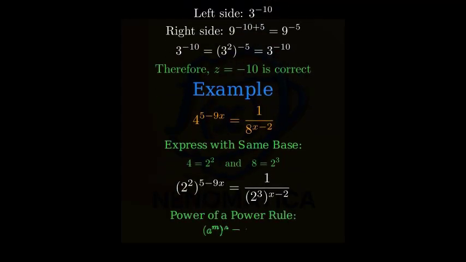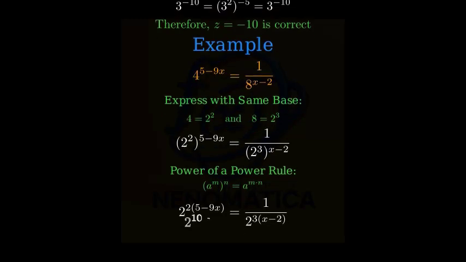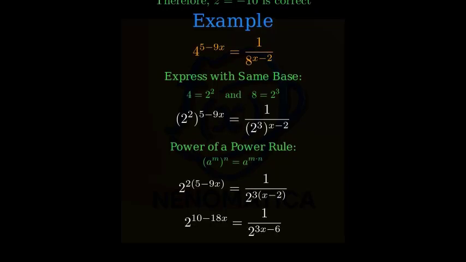Next, we'll apply the power of a power rule to simplify the exponents. This gives us 2 raised to the power 2 times 5 minus 9x equals 1 divided by 2 raised to the power 3 times x minus 2. Let's multiply the exponents. On the left, we get 2 raised to the power 10 minus 18x. On the right, we get 1 divided by 2 raised to the power 3x minus 6.